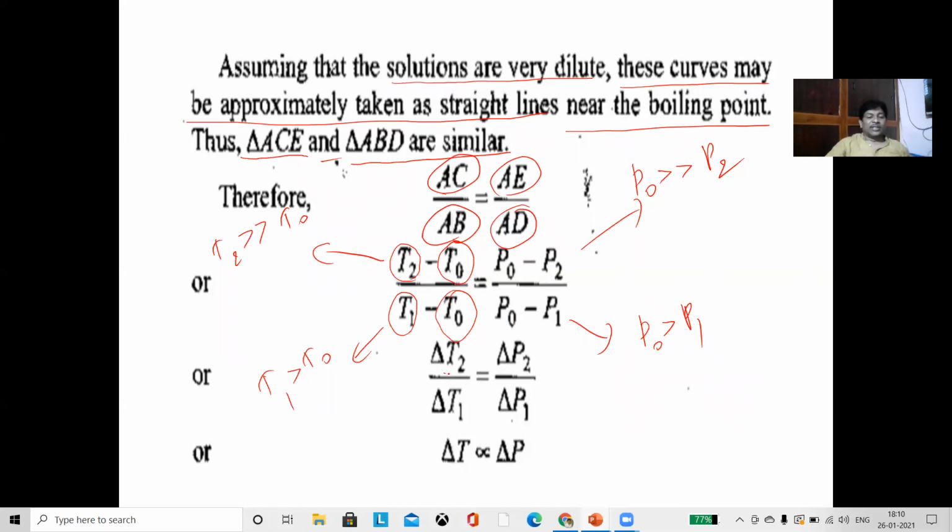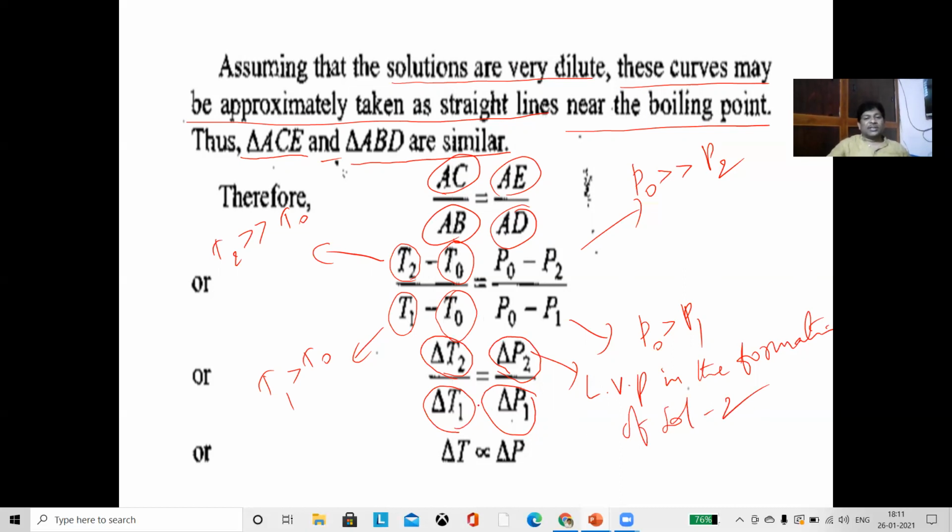Therefore, the difference is this elevation in case of solution 2. Elevation of boiling point in case of solution 1 is proportional to delta P1, the lowering of vapor pressure in case of solution 1, and in case of solution 2 to delta P2. Delta P2 is the lowering of vapor pressure in the formation of solution 2. Delta P1 is the lowering of vapor pressure in the formation of solution 1.